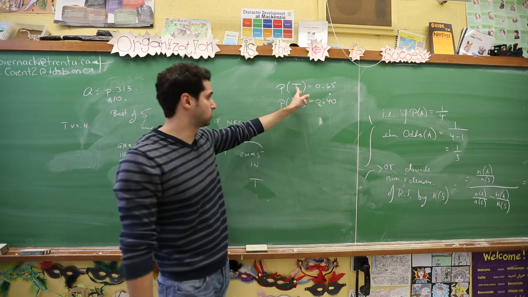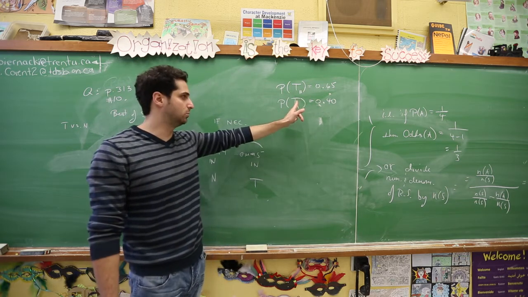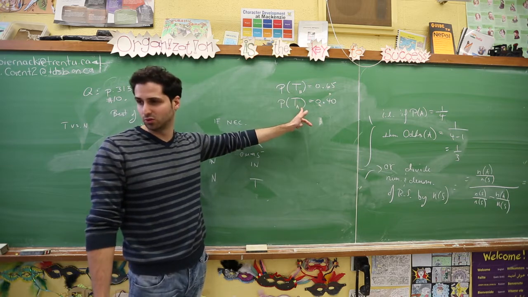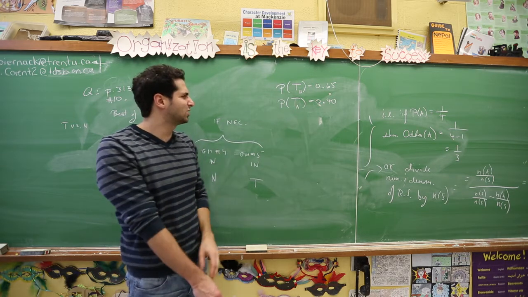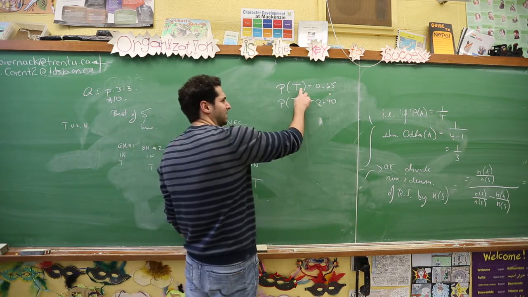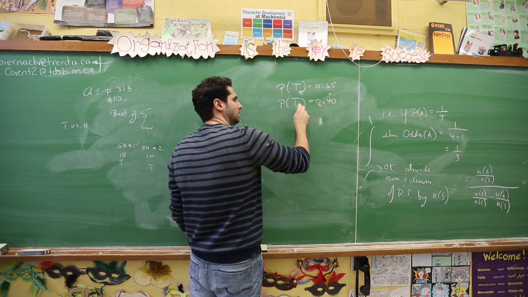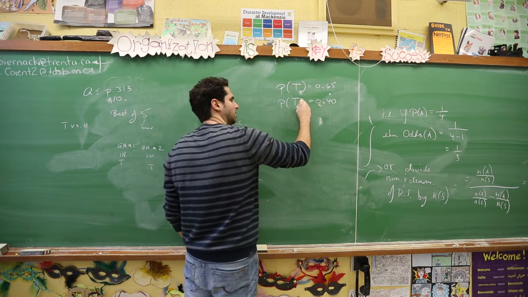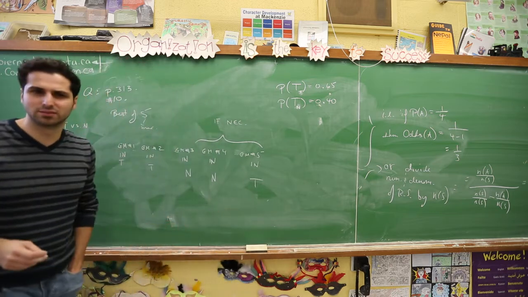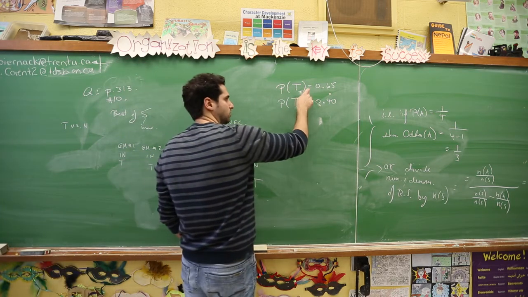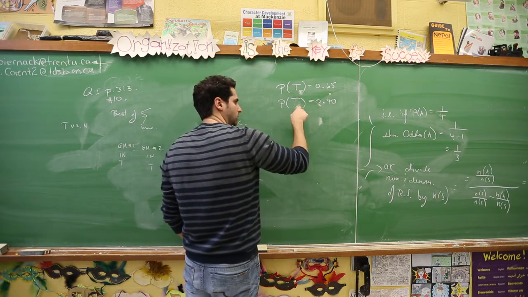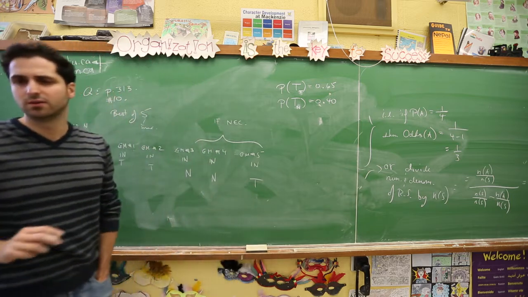You guys understand this will mean Toronto winning at home? And this will be Toronto winning away in New York? Maybe it's better if I do this. Instead of writing H, why don't I write T and T in. That's better, I think. Probability of Toronto winning in Toronto is 65%. Probability of Toronto winning in New York is 40%.